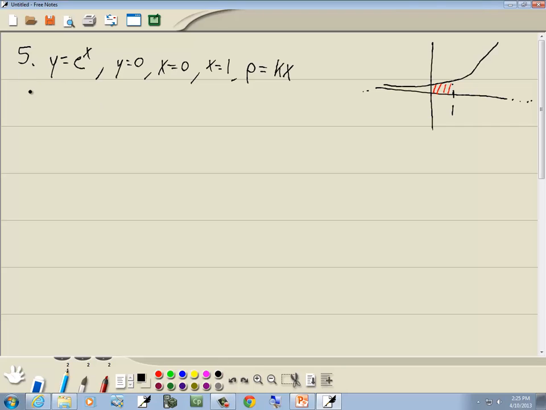Okay. So let's find m. We're going to have x equals 0 to x equals 1, and y is equal to 0 to y is equal to e to the x. And then we want rho in here, which is kx dy dx. Okay, so let's work with the inner integral first.